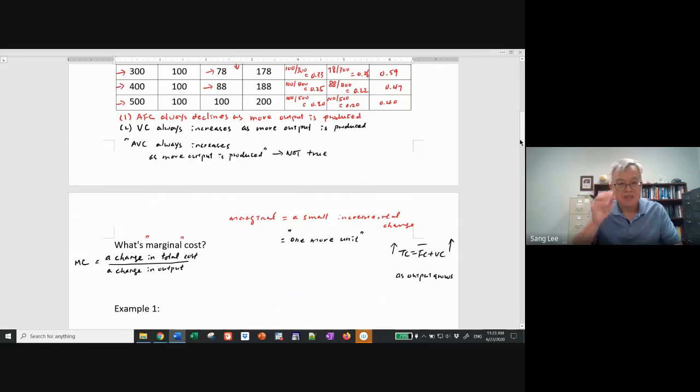So we can say variable cost always increases as more output is produced. Yes, true. But can we say average variable cost always increases as more output is produced? No, this is not true, okay? All right, keep that in mind.